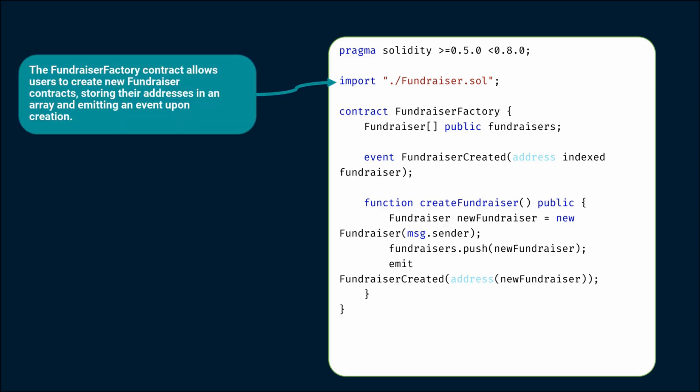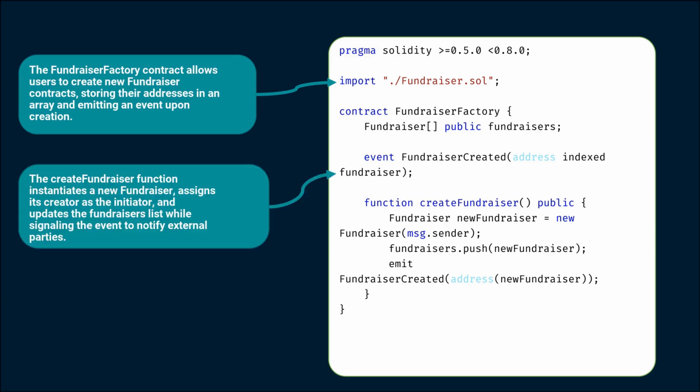In the FundraiserFactory contract, we start by defining an array that stores the fundraiser contracts deployed, making it easy to manage multiple instances. We also declare an event, FundraiserCreated, which will notify when a new fundraiser is instantiated. Next, we'll create the function createFundraiser. This function allows anyone to deploy a new fundraiser contract by calling it. Inside this function, we instantiate a new fundraiser contract, passing in the caller's address as the beneficiary, which is essential as it establishes who will receive the donations.